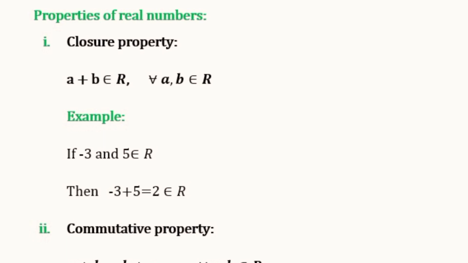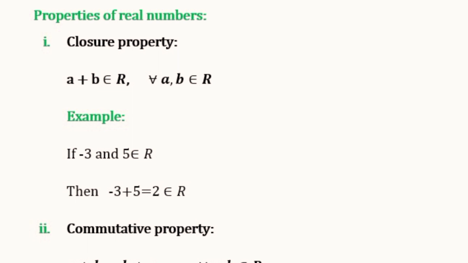In today's video, we will start properties of real numbers. First of all, we will do these properties with respect to addition. First property is closure property. If we have two real numbers, say a and b, then if we add them, a plus b, we'll get a new real number. So this is called a closure property.